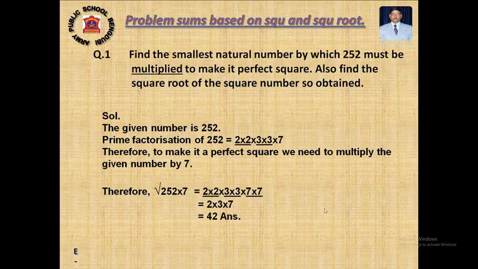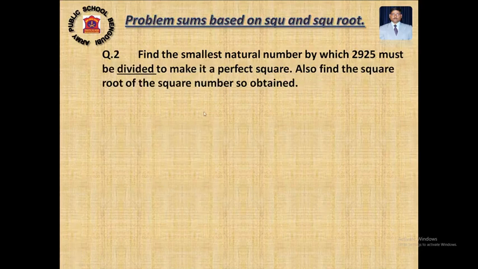Clear? Now next question. Find the smallest natural number by which 2925 must be divided to make it a perfect square. Also find the square root of the square number so obtained. Same procedure. Here they are saying instead of multiplying, we have to divide it. By dividing, also you can reduce the number. Okay, and after reducing, that number will be a perfect square number, and then you find out the root of that perfect square number.